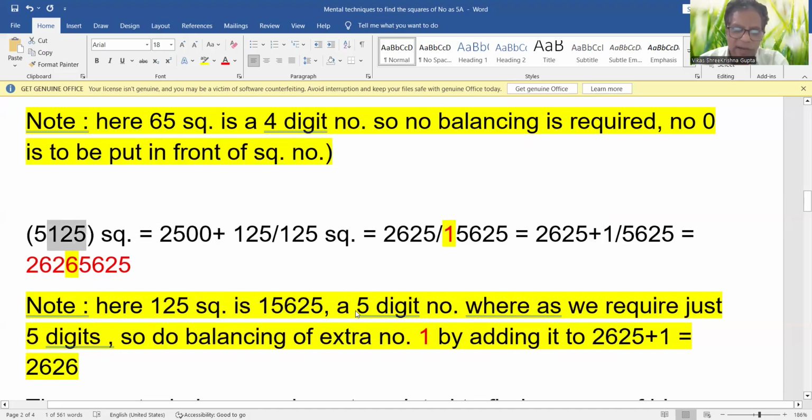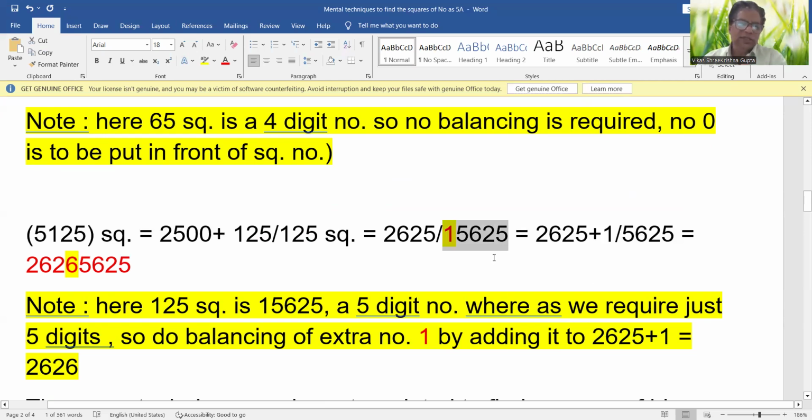Now 125 square is equal to 15625. Now this is a 5-digit number, whereas I require only a 4-digit number. This one is extra. So I'll do balancing on this. I will take it to the next number, 2625. And 2625 plus 1 becomes 2626. And the balance number is 5625.